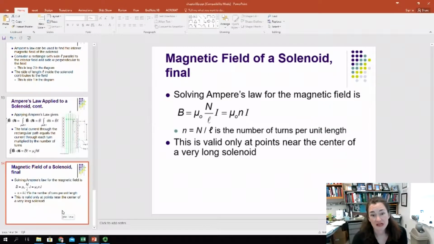When we solve for our magnetic field, we have BL equal to mu naught times N I, where big N is the number of turns that we're enclosing with our loop. Solving for B, we get mu naught times N over L times I. Here, N over L is the number of turns per unit length. Oftentimes when we speak of solenoids, we call that little n, the number of turns per unit length. When you wrap your solenoid, you try to keep the number of turns per unit length constant so that you can easily figure out what the magnetic field should be on the inside of your solenoid.